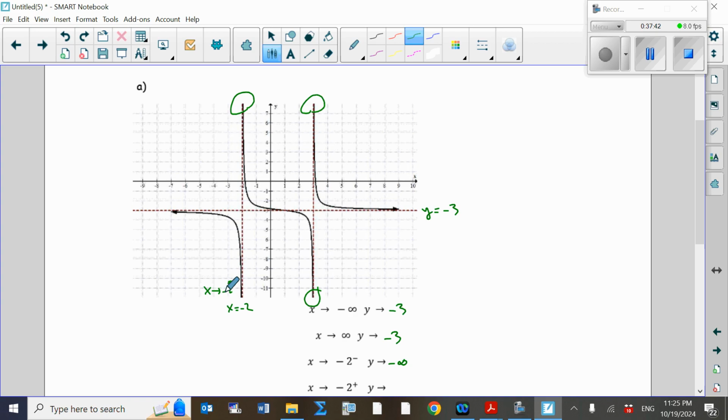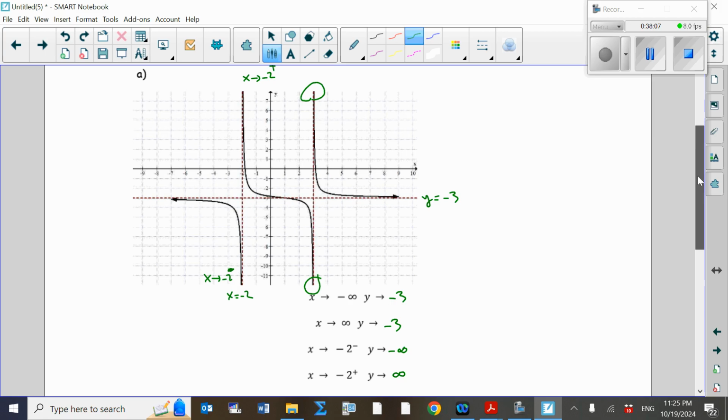So that's this one. On this side, again, your x is getting close to the asymptote, which is at -2, but from the right side. So you write x goes to -2 from the right side, little positive on top. So that's this one. And what is y doing? It's increasing, it's going up to positive infinity. So that's this one.